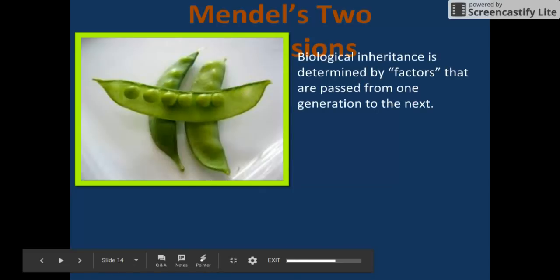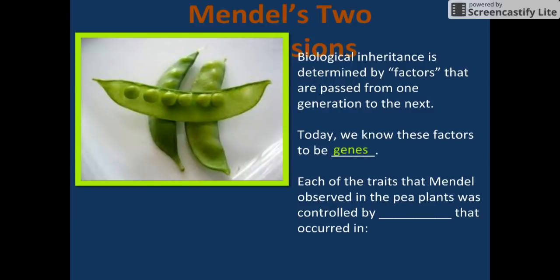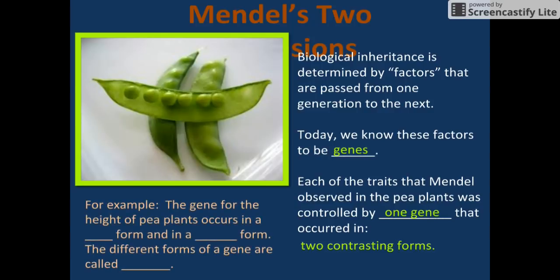Okay, so determine that factors are passed from one generation to the next. Today we know these factors to be genes. Each of the traits that Mendel observed in the pea plants was controlled by one gene that occurred in two contrasting forms. For example, the gene for the height of the pea plant occurs in a tall form and in a dwarf form. And the different forms of the gene are called, who remembers, starts with an A, alleles.